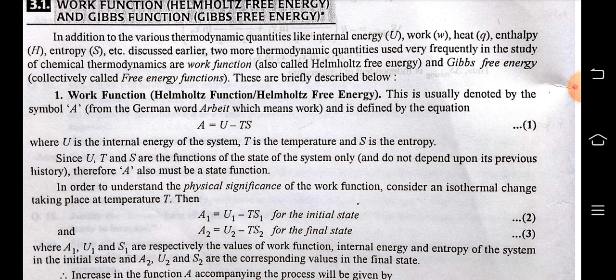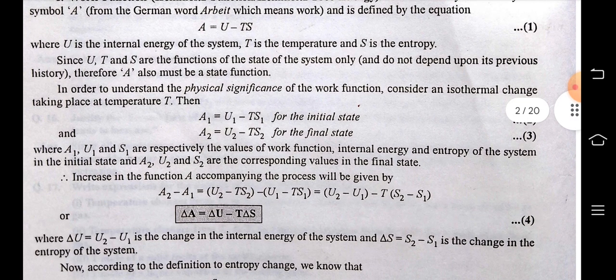In order to understand the physical significance of the work function, consider an isothermal change taking place at temperature T. Then A1 = U1 - TS1 for the initial state, equation 2. A2 = U2 - TS2 for the final state, equation 3, where A1, U1 and S1 are respectively the values of work function, internal energy and entropy of the system in the initial state, and A2, U2 and S2 are the corresponding values in the final state.